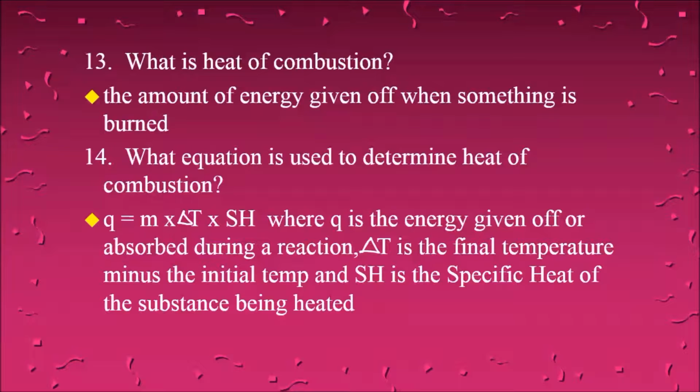Q is equal to M. M stands for mass. Times delta, that's the Greek symbol delta, the triangle. Delta, it's the Greek letter D. Delta T is change in temperature. That is final temperature minus initial temperature. And SH stands for specific heat. So Q equals M times delta T times SH.